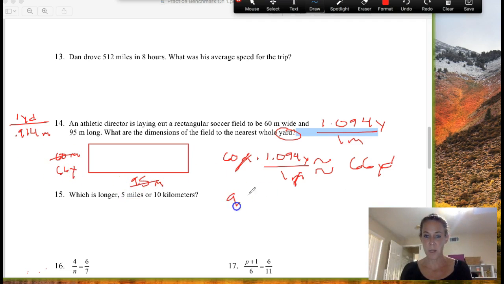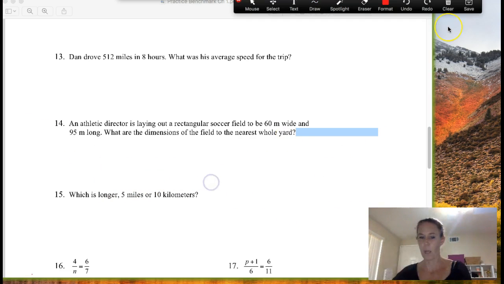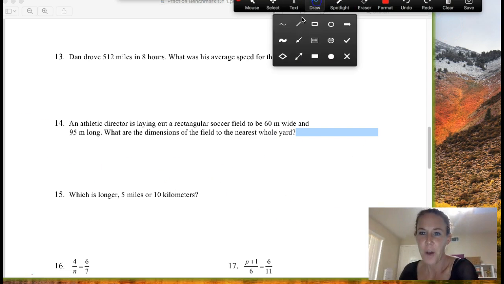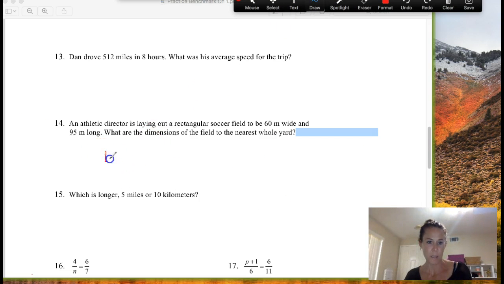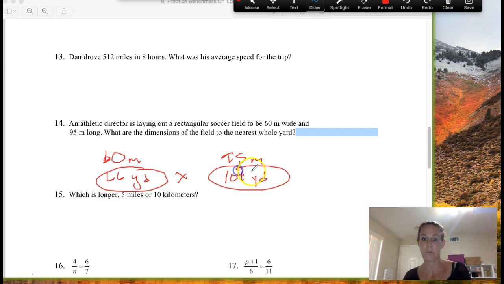And then the 95 meters, I'm going to multiply that by 1.094 yards over 1 meter. The meters fall out, and I'm going to go 95 times 1.094, and I'm going to get approximately 104 yards rounded. So instead of 95 meters, it's about 104 yards. So we had 60 meters and 95 meters, and we changed the 60 meters to 66 yards and the 95 meters to 104 yards. So this will be 66 yards by 104 yards.